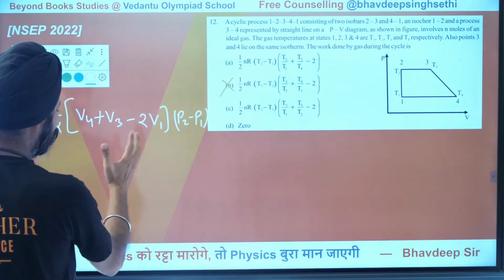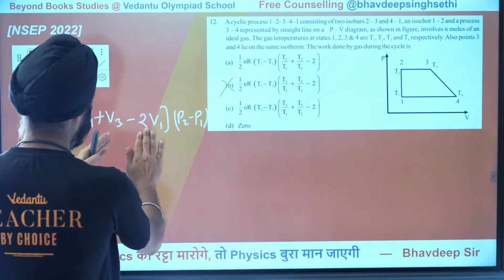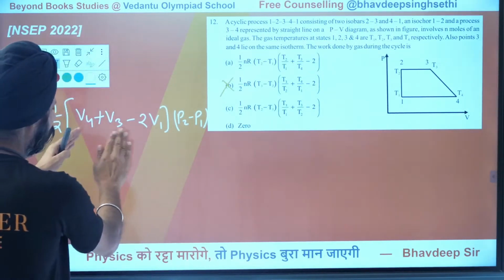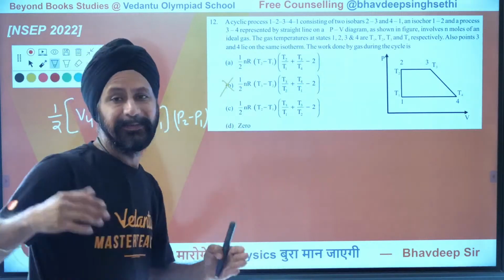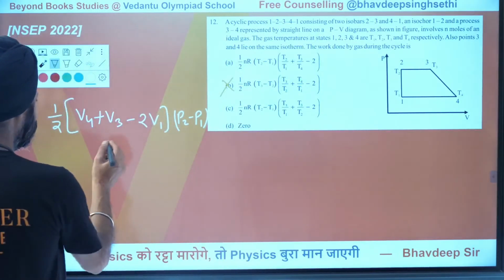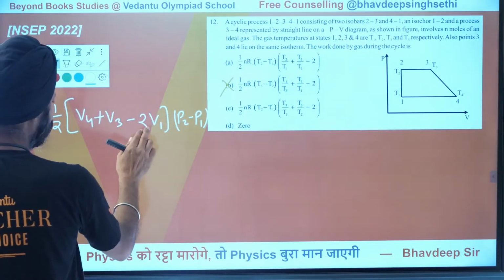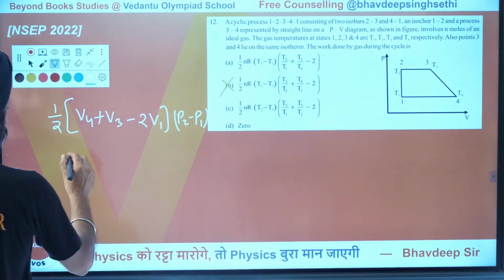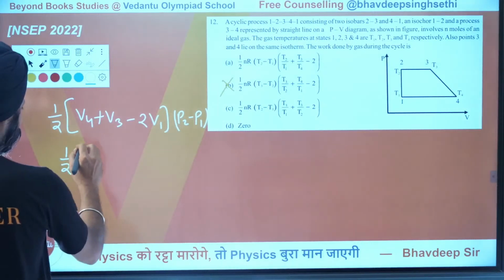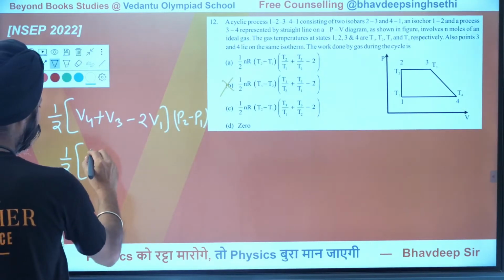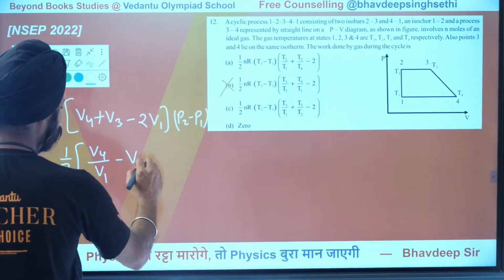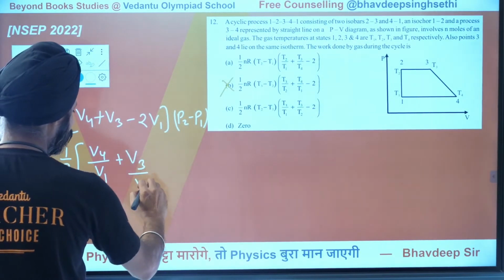So I get two things. One of them is I can remove V1 here so that I get 2. If I remove V1 here and multiply there, I can get something in terms of temperature. So basically what I'm saying is divide this whole thing by V1, multiply this by V1. So what you get is 1 by 2. I need 1 by 2. And then I'm getting V4 by V1 plus V3 by V1 minus 2.